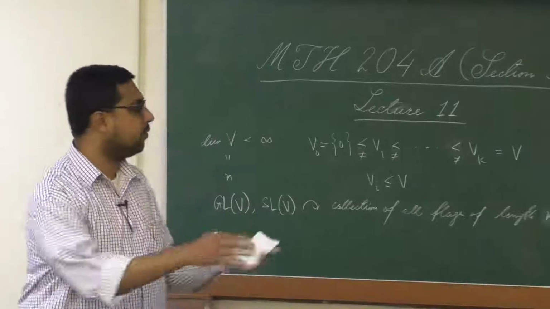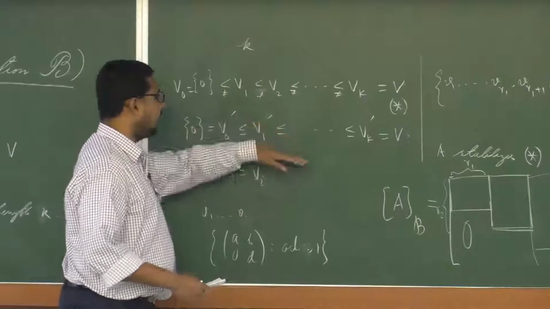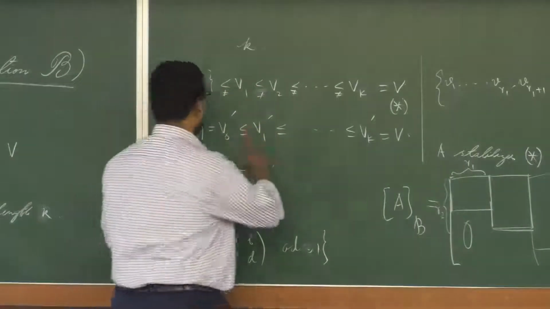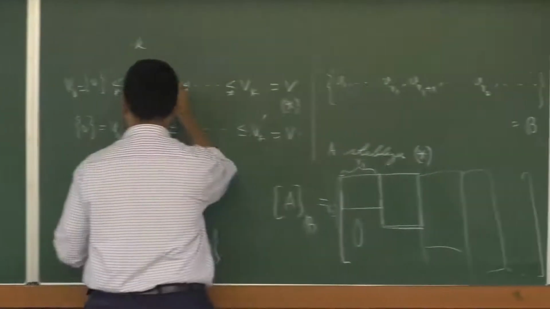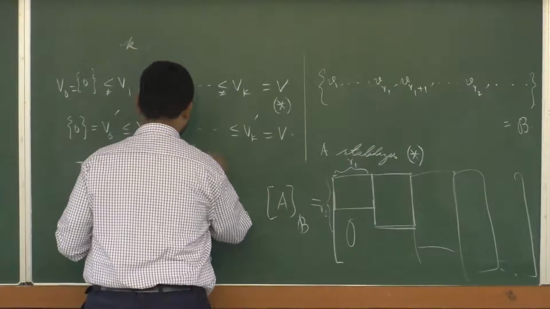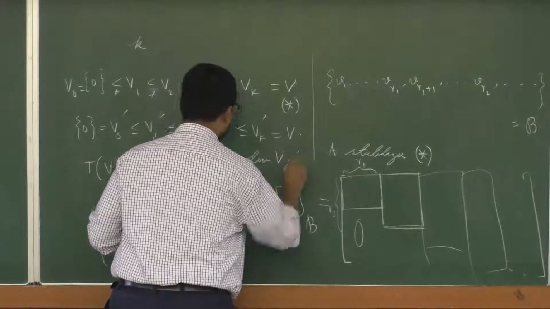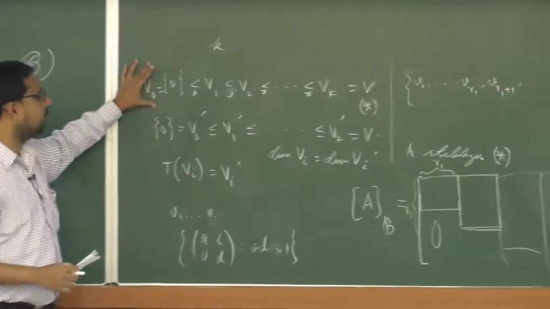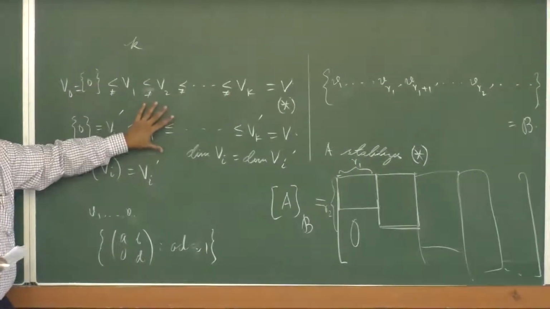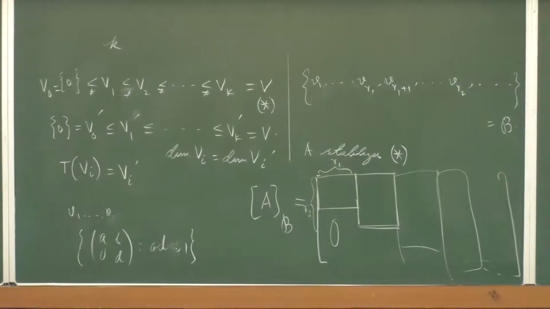But however, if two flags are given, where here I should have put one more condition, that the dimension of each V_i is the dimension of V_i prime. If two such flags are given, then the parabolic subgroup corresponding to this and the parabolic subgroup coming from this must be conjugate to each other. That is what we can say in general.